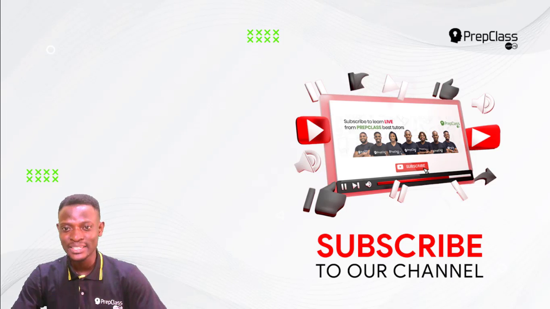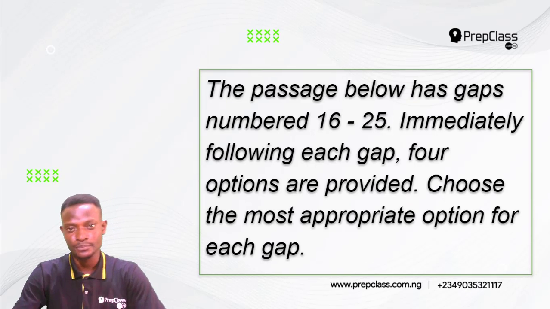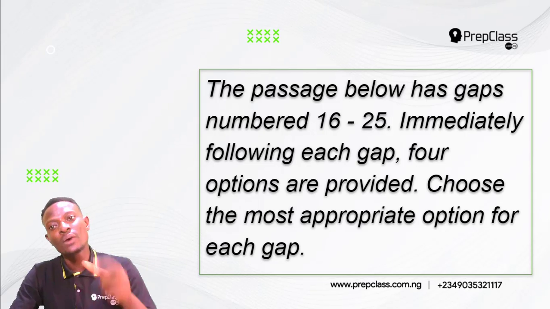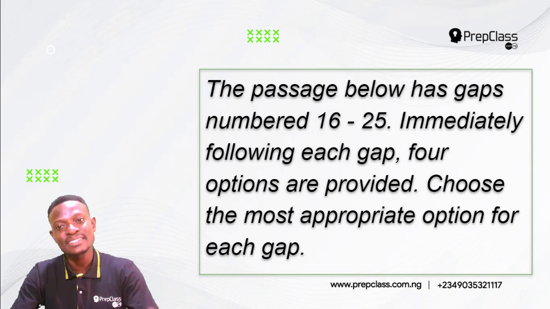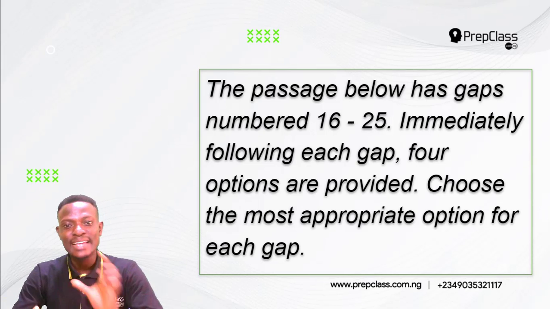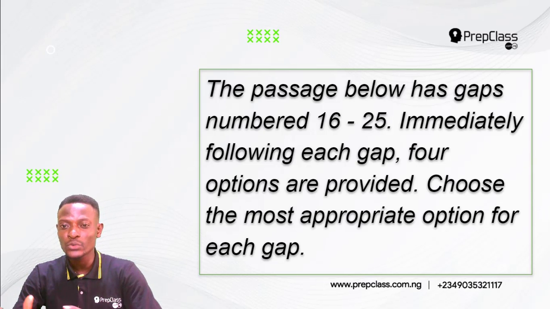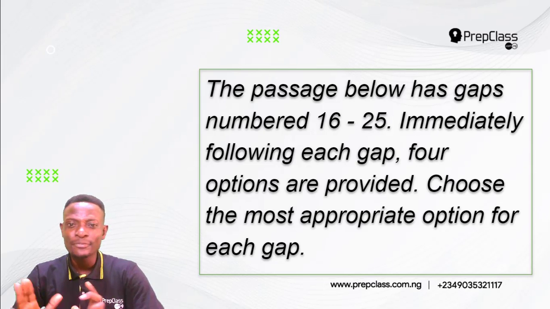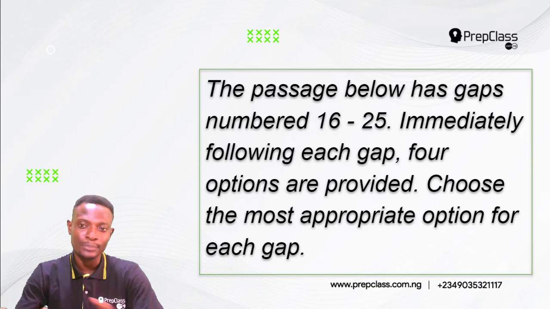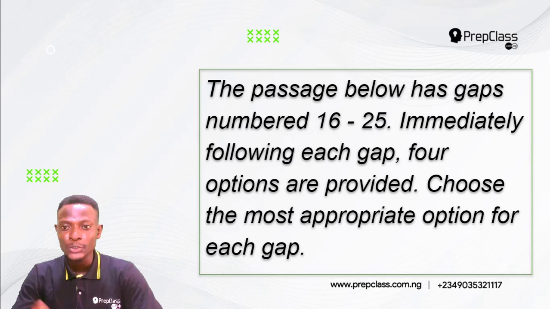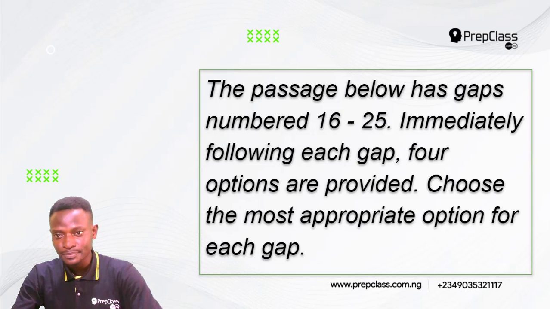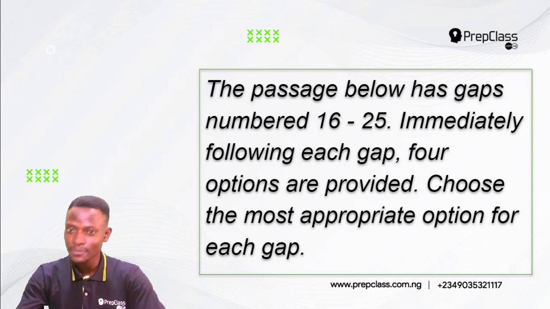Alright, let's begin. Now, the passage below has gaps numbered 16 to 25. Immediately following each gap, 4 options are provided. Choose the most appropriate option for each gap. Now, in this video, we will be answering just questions 16 to 20.